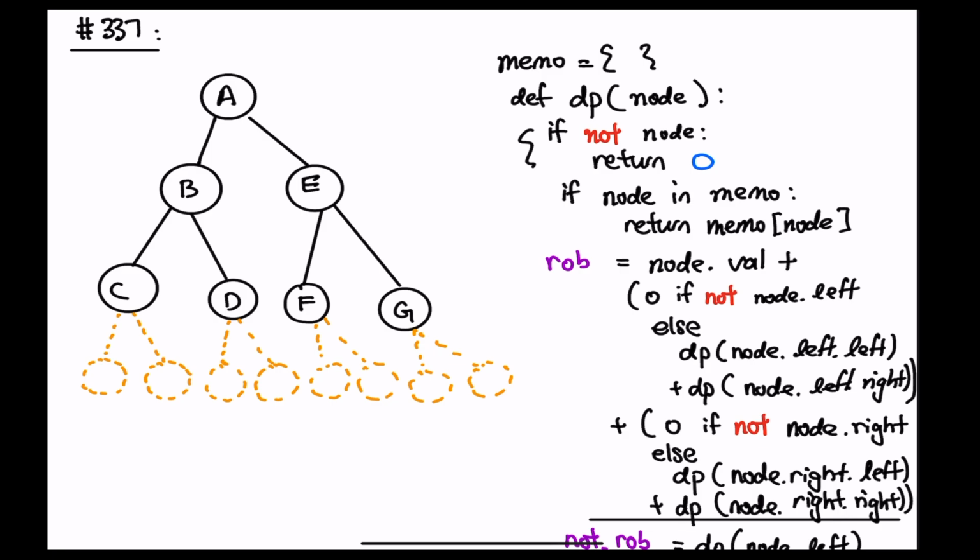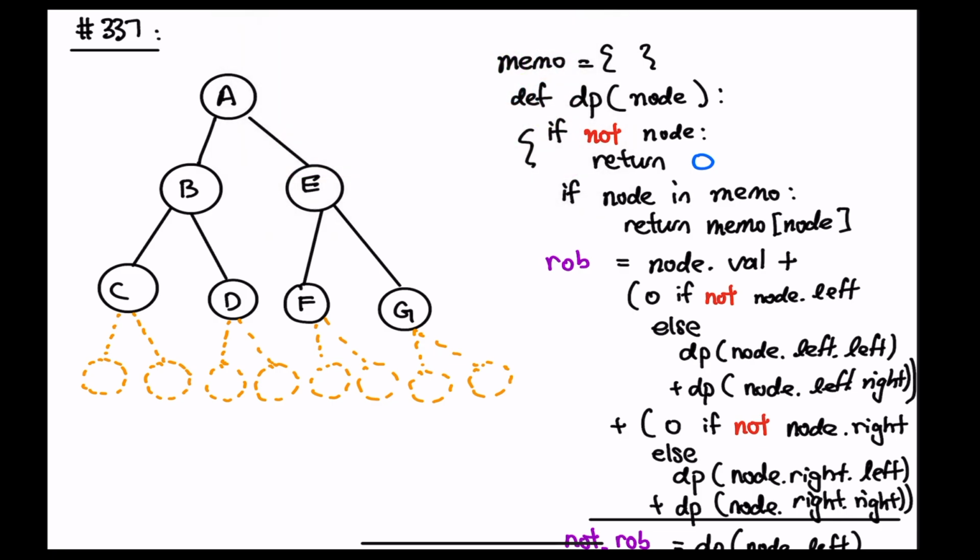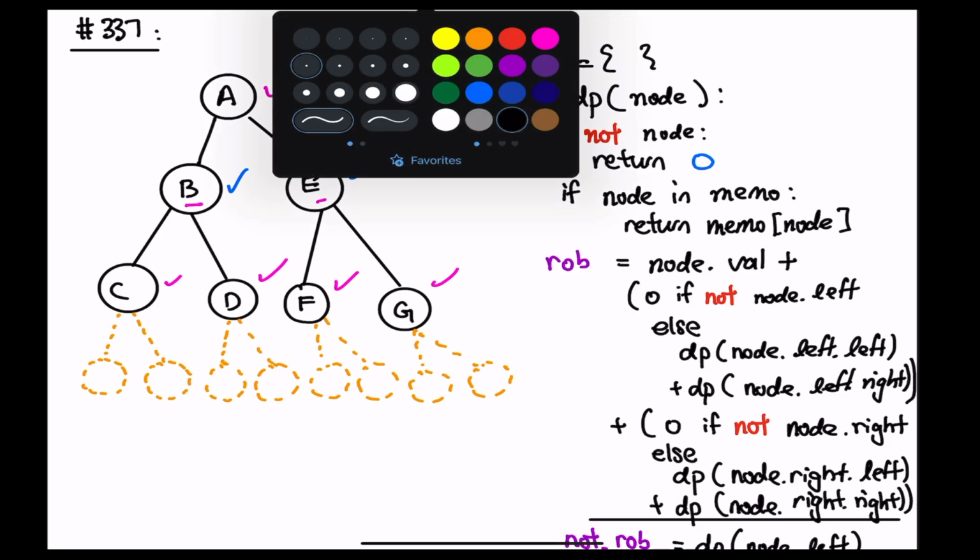So following the constraint, here we have at each node we can either rob the house or not. Let's say we choose to rob this house, then you cannot rob B and E, but you can rob C, D, E, and F. If you choose not to rob this house A, then you can rob B and E. You cannot rob C, D, F, and G. Alright, so that's what we have.